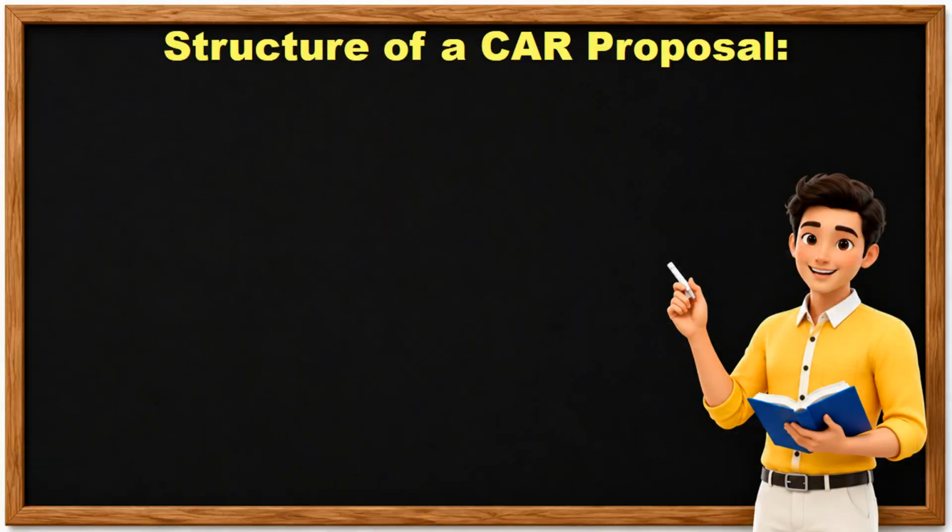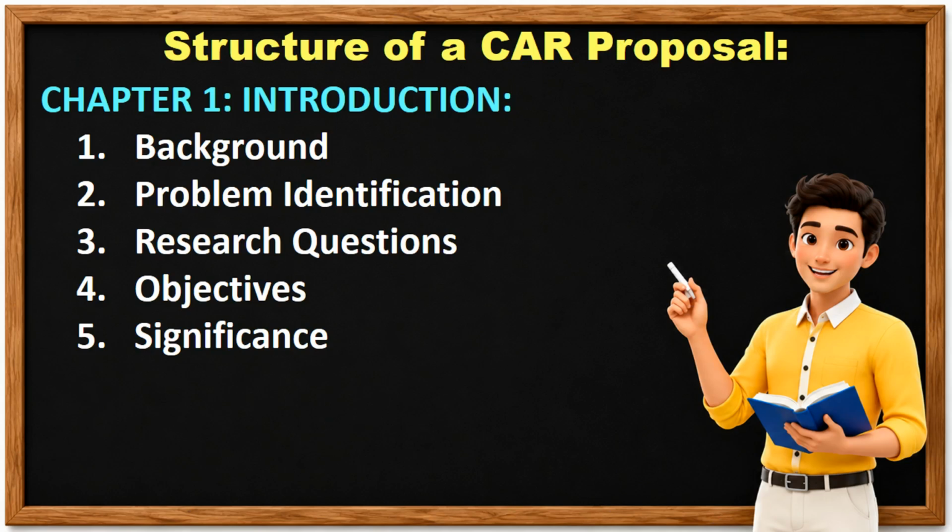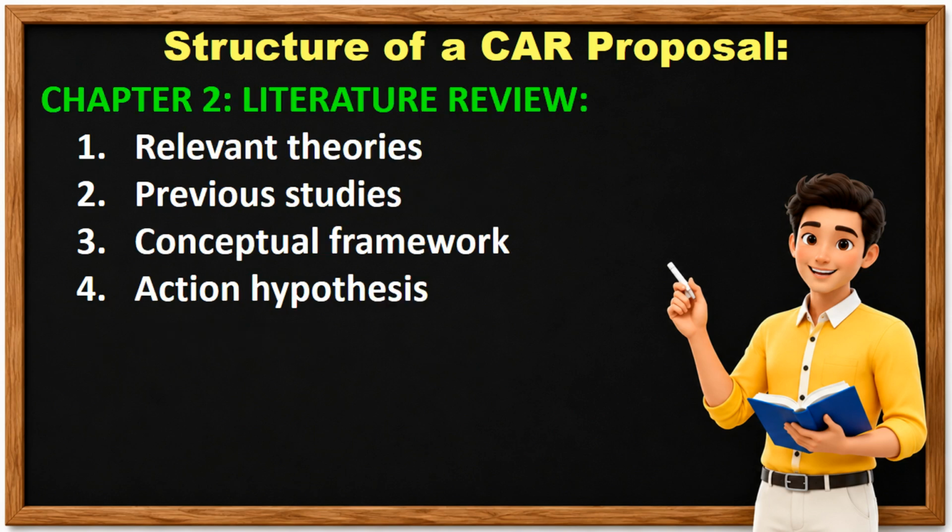Structure of a CAR proposal. Chapter 1, Introduction. 1. Background. 2. Problem identification. 3. Research questions. 4. Objectives. 5. Significance. Chapter 2, Literature review. 1. Relevant theories. 2. Previous studies. 3. Conceptual framework. 4. Action hypothesis.